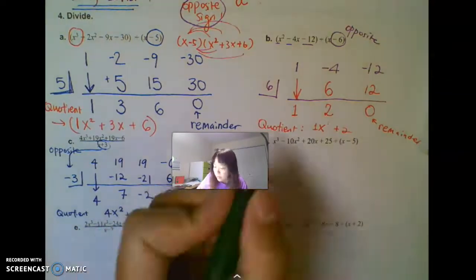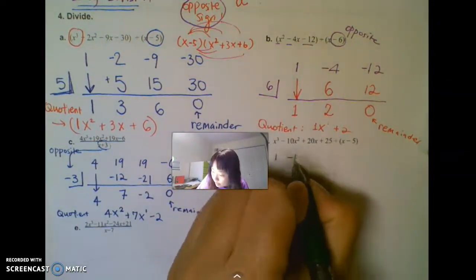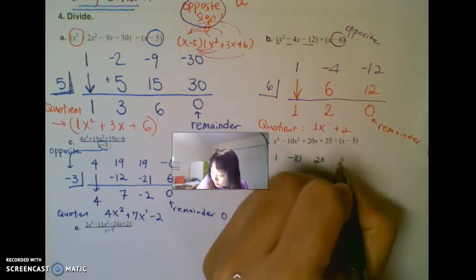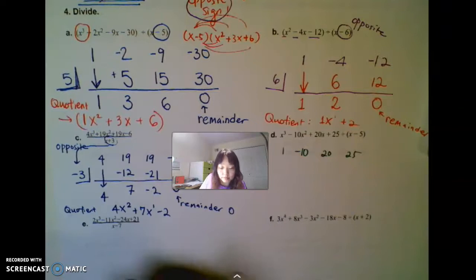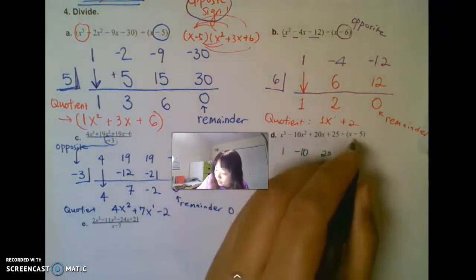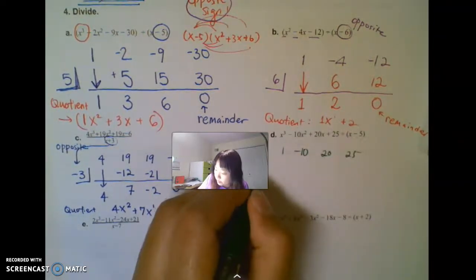Okay, let's try D. What are the leading numbers? I have 1, -10, 20, and 25. Divide this by x minus 5, so it would be the opposite, which is +5.